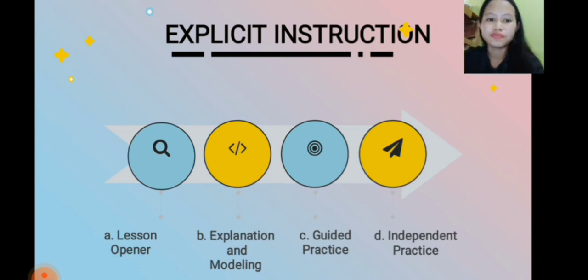So the third one is guided practice. When we say guided practice, these are the opportunities for learners to practice and exercise, where providing feedback is necessary. Lastly, we have independent practice, and these are activities developed for learners' practice and independent approaches. So I think that's the end of my report, and this chapter will continue. Thank you very much.